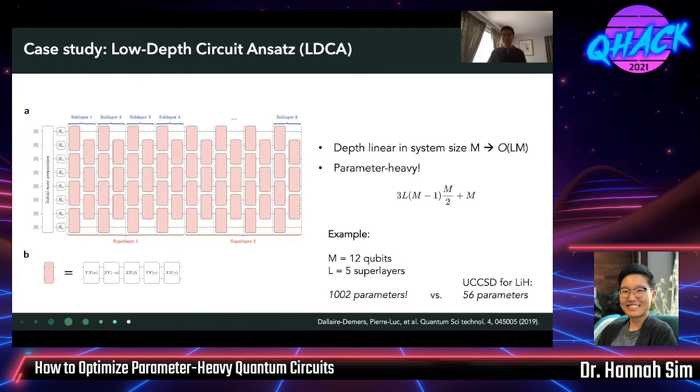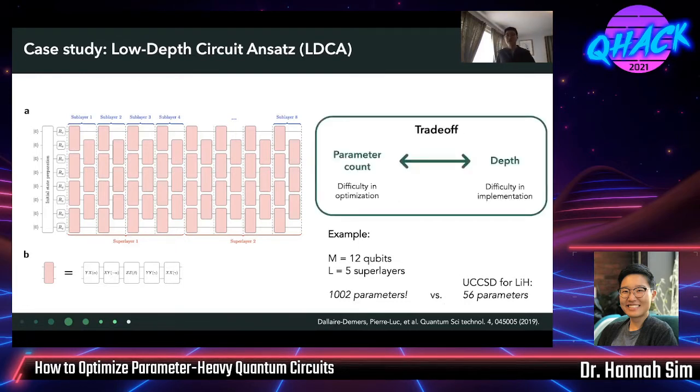And so there seems to be this tension or trade-off between having a high circuit depth or having a high parameter count, where circuits like UCC type circuits have high circuit depth, which means you're going to run into a lot of difficulty in implementation of these circuits on near-term devices. However, on the other hand, for circuits like LDCA with a high parameter count, you run into difficulties in the optimization of circuit parameters.